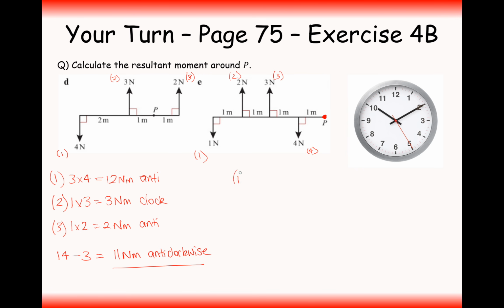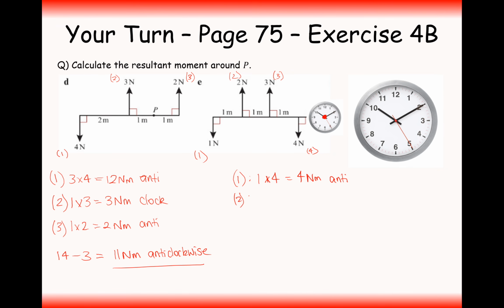So working out the moments for force number 1, it's got a calculation of 1 times 4, 4 being the distance away from the pivot point, 1 being the force, so it's going to be 4 Newton meters. And we're also going to need to know which direction it's going in. It's going downward on the left hand side of the clock, so that's going to be in the anti-clockwise direction.